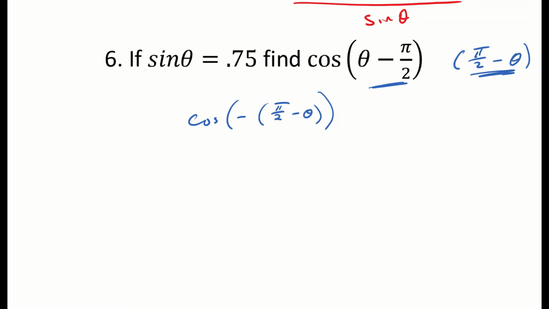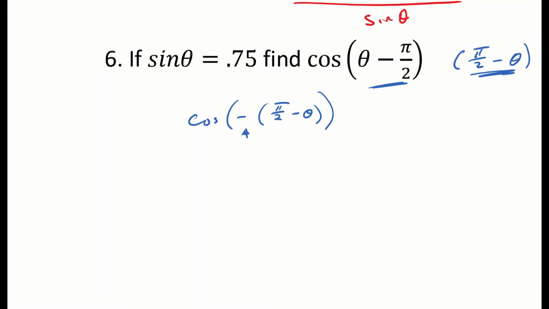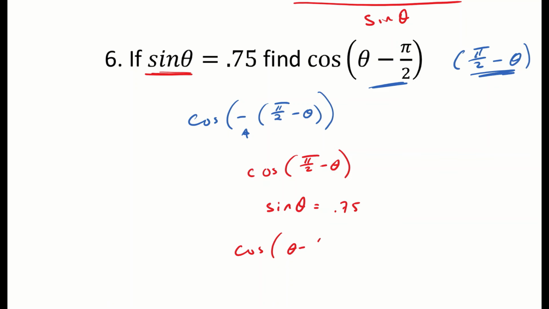And so what we're saying now is we have a negative inside my function cosine. Since cosine is an even function, when we put in a negative, we still get out a positive, right? So we have cosine of pi halves minus theta, which is a cofunction of sine theta. So we have to figure out what is sine theta, which they gave us. So my answer is 0.75. Cosine of theta minus pi halves is equal to 0.75.